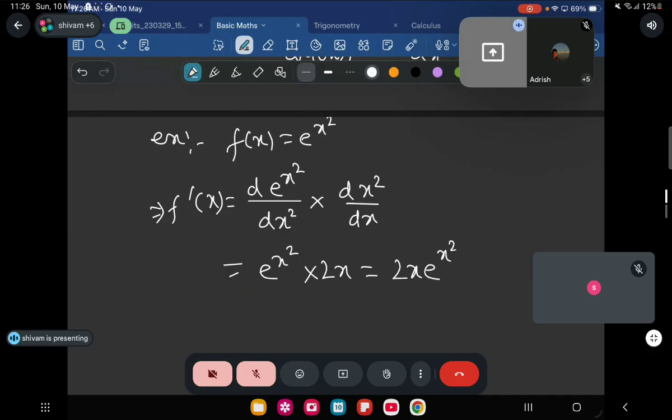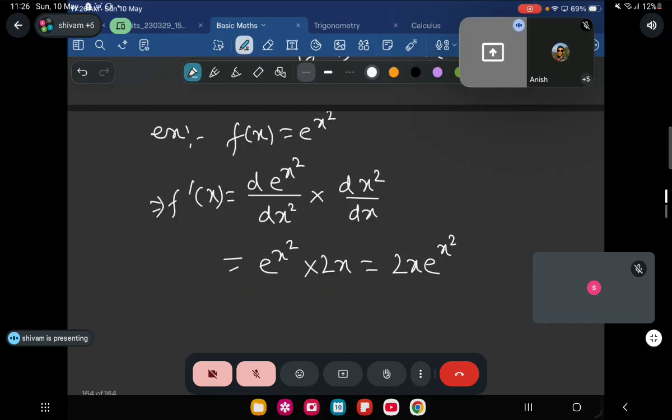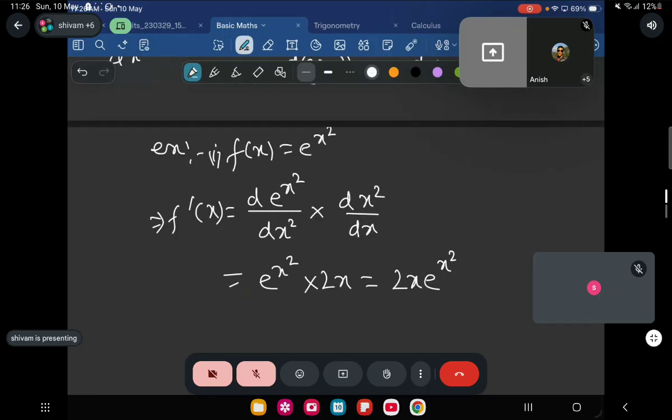Tell me, anyone having a doubt? You can ask me. Akash, is it clear? Understood? Vidhuman, understood? Adrish, Anish, Trishita, are people getting it? Yes, sir. I'll show you another example. This is example number 1. Example number 2.